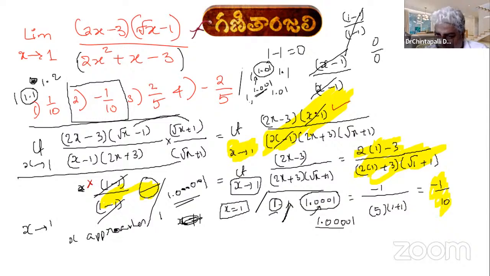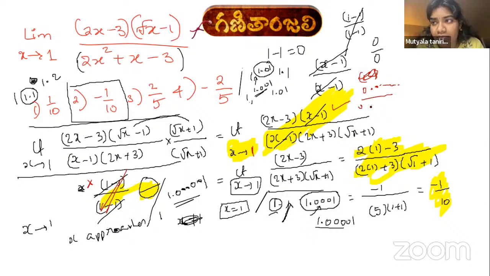The reason is we didn't cancel 1 minus 1 here. There we cancel 1 minus 1, and it went wrong. But we didn't cancel 1 minus 1 here. We cancel a number which is 0.00000 something like that, divided by 0.0000 something like that. We cancel that number.